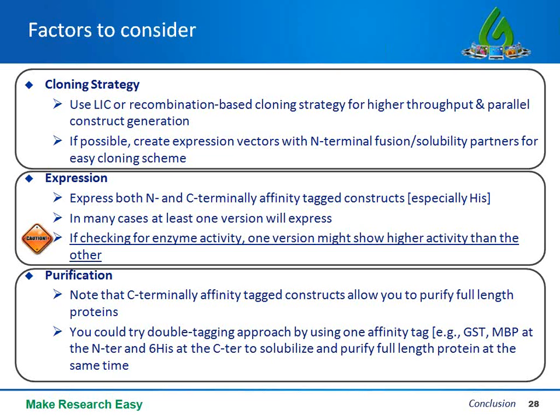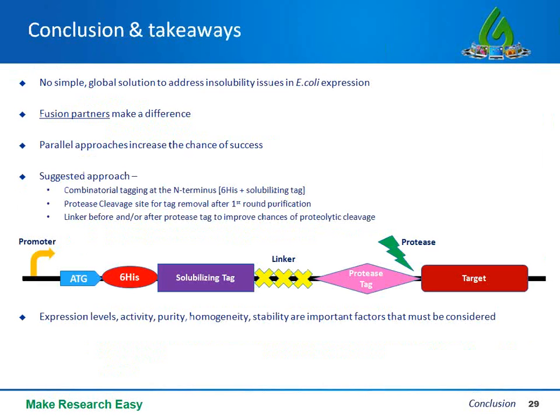And also a C-terminally tagged construct will allow you to purify full-length protein. You could also try a double tagging approach by using a solubility partner at the N-terminus and an affinity tag at the C-terminus to solubilize and purify full-length protein at the same time. So to summarize, there is no one simple global solution to address the insolubility issues in E. coli expression, but a well-engineered construct and a carefully crafted expression strategy can give you the desired results.